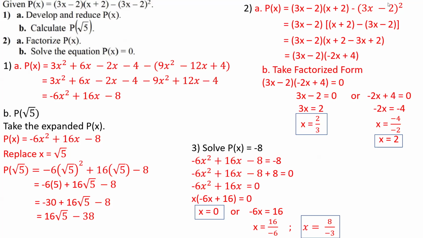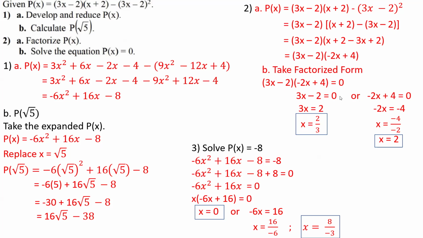Then question number 2, we should factorize P of x. To factorize P of x, we should find a common factor between the terms, which is a binomial 3x minus 2. And we open bracket from term 1, we should have only x plus 2 minus 3x minus 2. Now we get rid of the bracket and we calculate. Now, solve the equation P of x equals 0. To solve P of x equals 0, we take the factorized form. So (3x minus 2) into (minus 2x plus 4) is equal to 0.